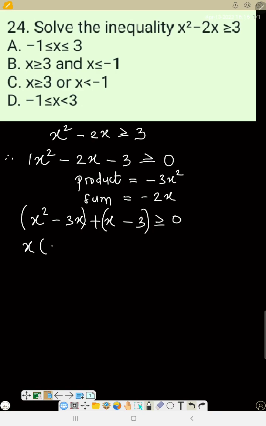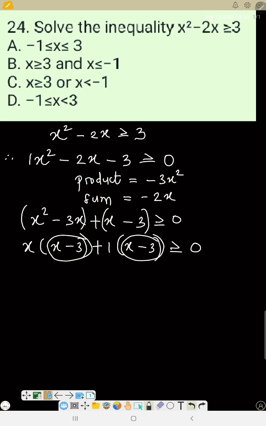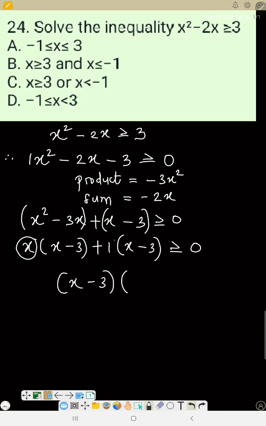So s is common. So we have s bracket (s minus 3 plus 1) into (s minus 3) is greater than or equals to 0. So this s minus 3 and this s minus 3 are equal. So this will be s minus 3. Also the outside one, so that will be s plus 1. You see it's the same result.